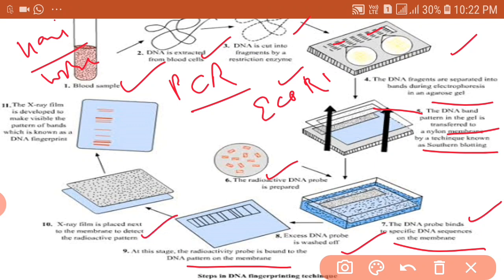Now an X-ray film is placed next to the membrane to detect the radioactive pattern. The radioactive patterns are studied. This X-ray film is developed, which makes the visual pattern of bands, which is known as DNA fingerprinting. With the help of photography, the hybridized bands can be obtained on the X-ray film. So this is the complete process, or the steps, of DNA fingerprinting.